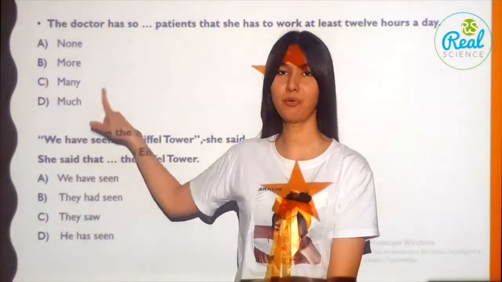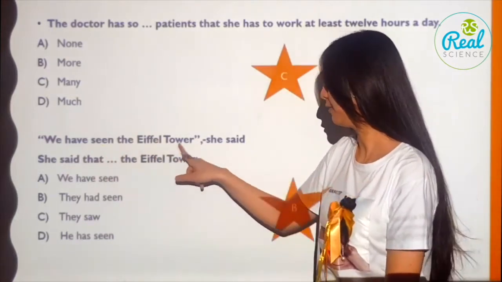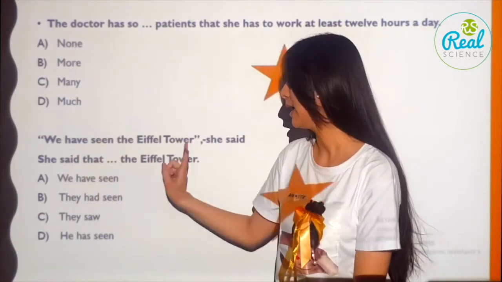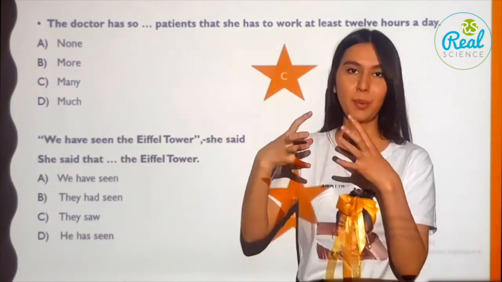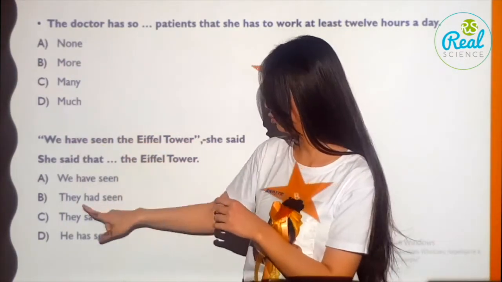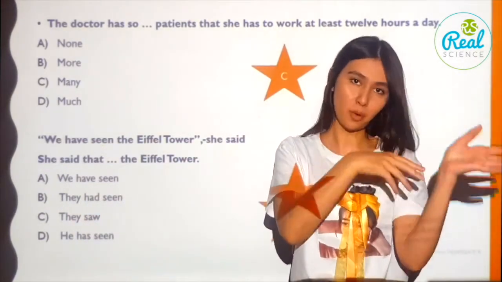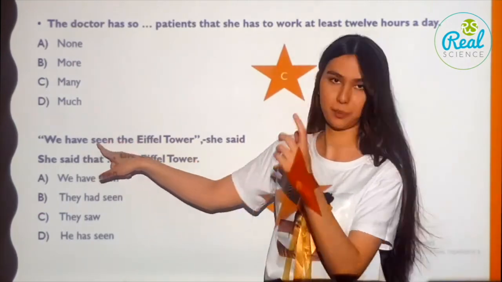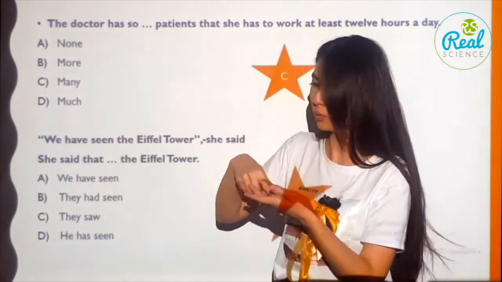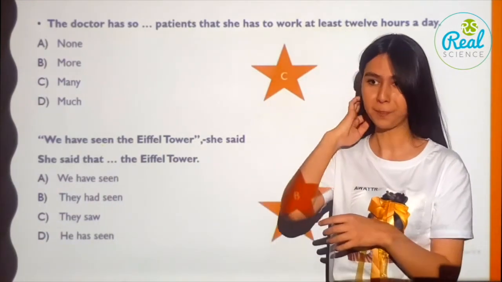So this is, guys, reported speech. Yes, we are reporting the first sentence. We have seen the Eiffel Tower, she said. She said that they had seen the Eiffel Tower. The first thing we have to change, what? Pronoun, yes? We is changed to they. Next one, we have to change the tense one step back into the past. So here the present tense is present perfect simple, and we change it to past perfect simple, okay?